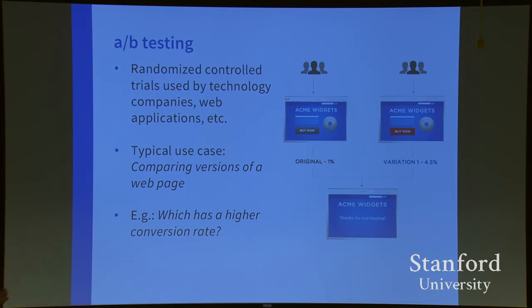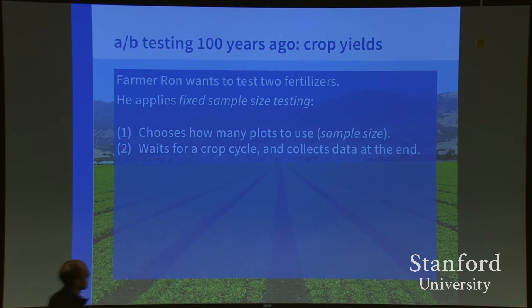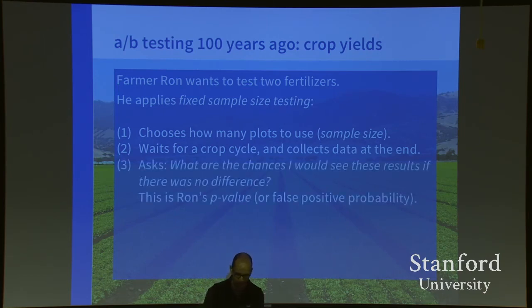The basic idea is that you have two versions of something you want to compare. The way you compare them is by taking the subject population, in this case, say, the users of your website, and subjecting half of them to one variation and half of them to the other. So here, maybe you want to compare a black buy now button against a red buy now button. You randomize and send half of your users here and half of your users here. Then you ask yourself questions like, which one has a higher conversion rate? So A/B testing is basically the process of running experiments. You use one fertilizer in some subset of the plots, another fertilizer in the other subset, and then you wait until the end and see what you get.